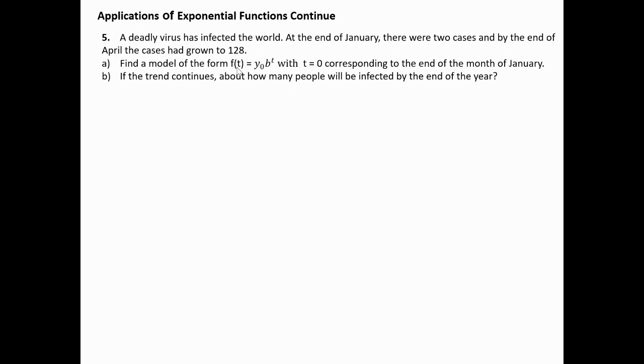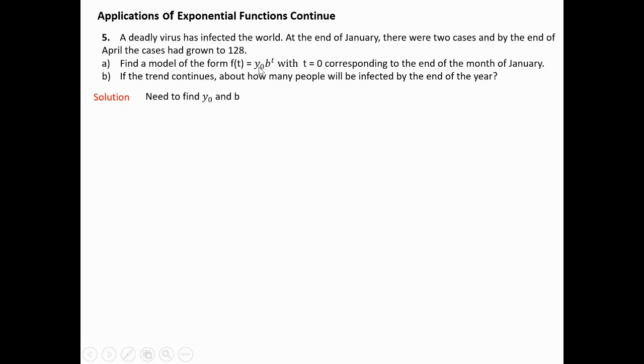Okay, so here's number 5. It states a deadly virus has infected the world. At the end of January, there were 2 cases, and by the end of April, the cases had grown to 128. I believe I used this example because I'm here in the United States, and I remember towards the end of January there were 2 cases in Washington, and then by the end of April there were 128 cases in the United States or something like that. So let's use this scenario to find the model and then to see how many people will be infected by the end of the year if there was no intervention.